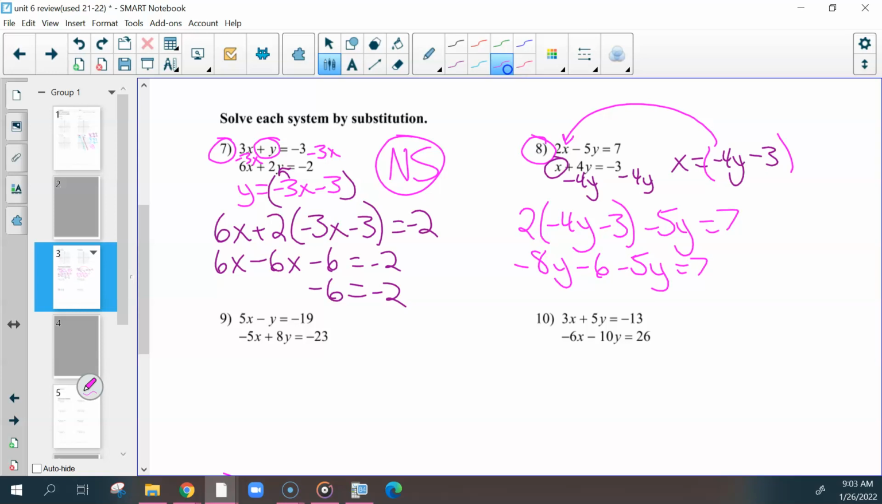When we combine our like terms here, we get negative 13. We can add 6 to both sides. And divide both sides by negative 13.